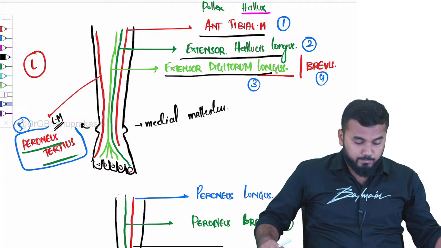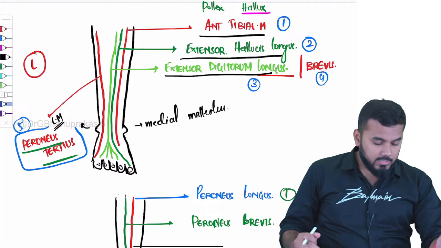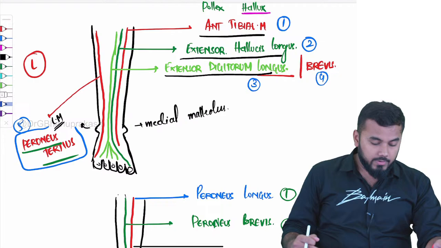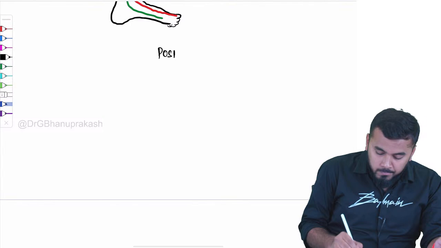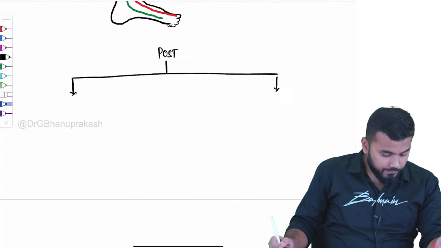So we are done with the discussion of the anterior compartment. We are done with the discussion of the lateral compartment. We will discuss the posterior compartment, right? Posterior compartment is again of two. You know this very, very well, right? All of you are with me.